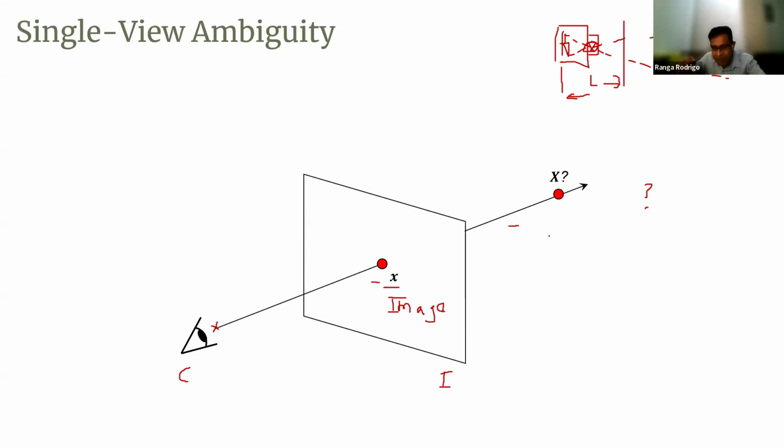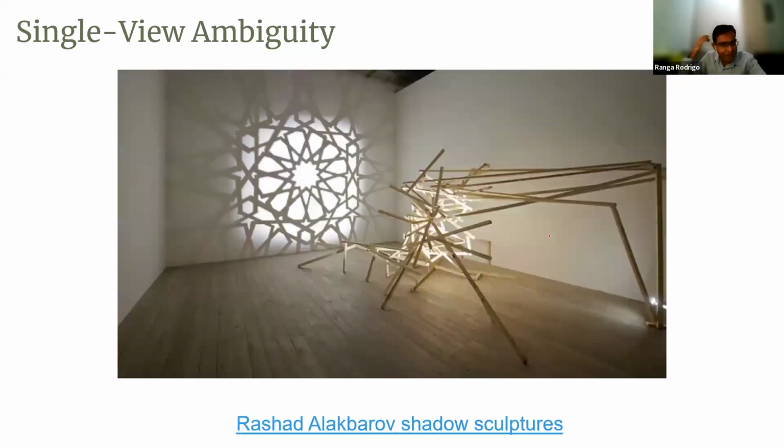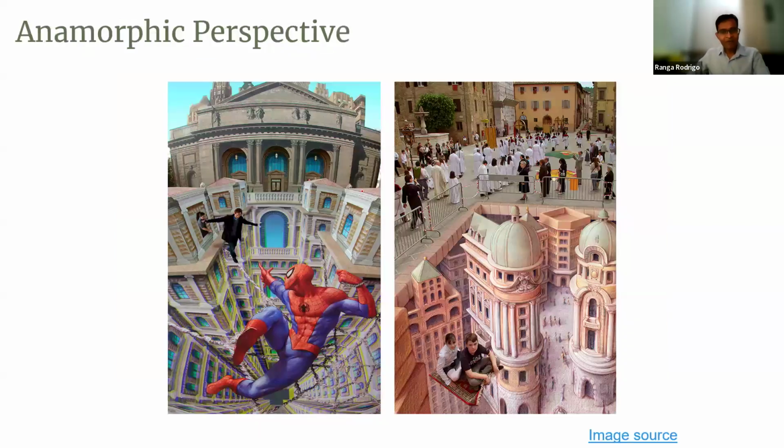This is the ambiguity. So if we have an image point, we do not exactly know where the 3D point is. In other words, we do not know the depth of that point. So that is why you can do crazy artworks like that. You can see this one is in 3D, but when you cast light, you can get a beautiful 3D picture, this kind of thing. And then people can draw these things on the ground and show crazy things, right?